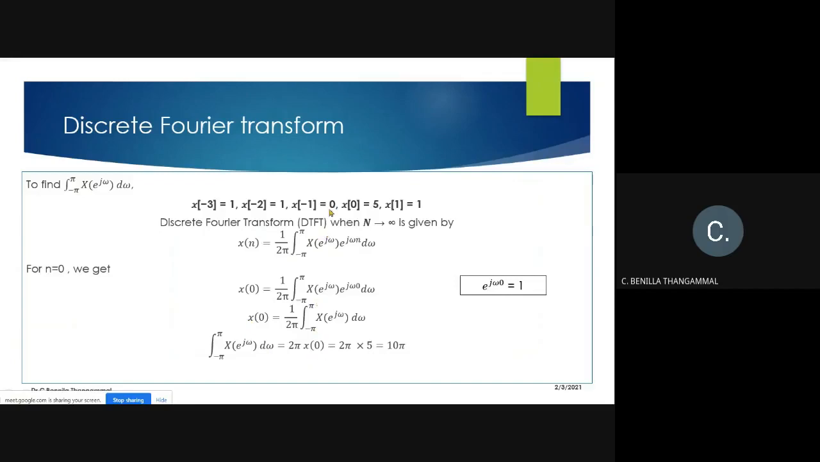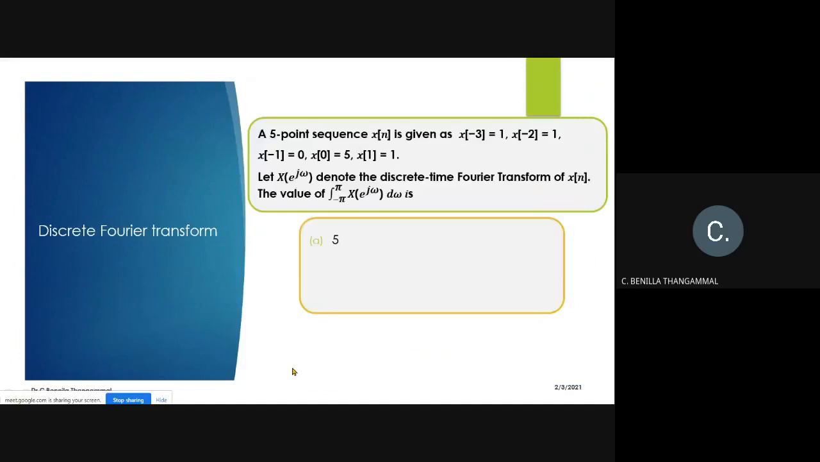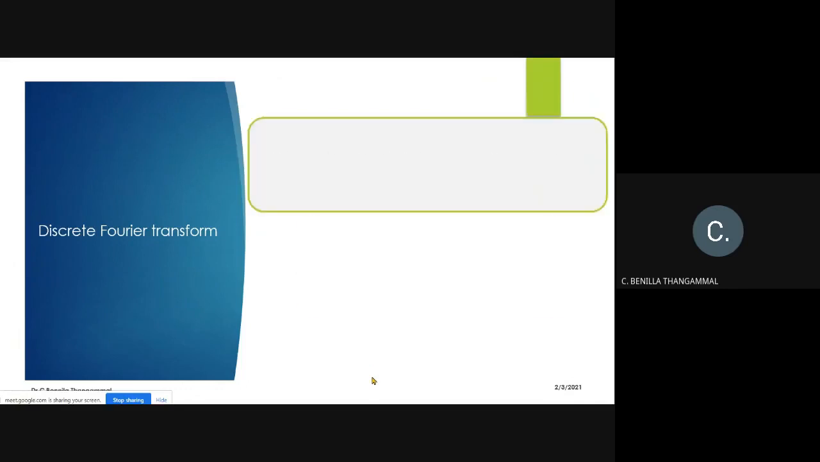So x of 0 they have given in the problem as 5. So 2 pi into 5 is going to be 10 pi. So the integration minus pi to plus pi x of e power j omega d omega value is 10 pi, which is there in option B. So we are going to choose option B, 10 pi. Right. So next one, we'll see one more problem.